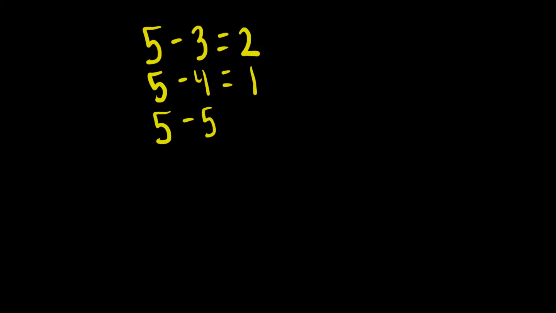If we were to have 5 lemons, and we give away 3 lemons, well, 5 minus 3 is equal to 2. And if we were to give away more lemons, 5 minus 4 is equal to 1. And if we were to give away all of our lemons, 5 minus 5 is equal to 0. Now what happens if we were to subtract a smaller quantity by a larger quantity?